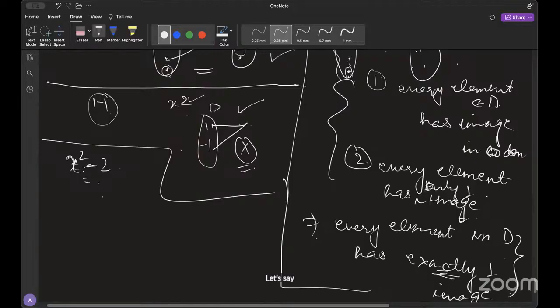Let's say you have this function. If you have to find the domain of this thing, the domain is the entire R, because you can put whatever you want here. You'll get an answer, right?